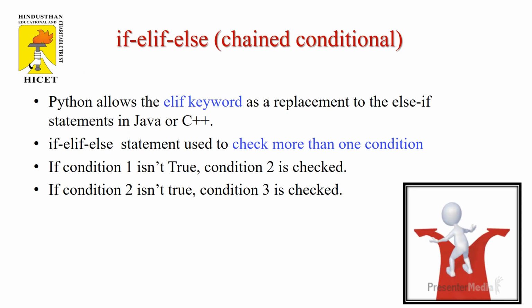The third statement in Python is the if-elif-else statement, otherwise known as the chained conditional statement. In Python, there is an elif keyword for this. You can use it to check more than one condition in the same if statement. If condition 1 is not true, it moves to condition 2. If condition 2 is not true, it moves to condition 3, and so on up to the else block. If the conditions in the elif cases are not true, at the end it will check for the else case and execute the else block.